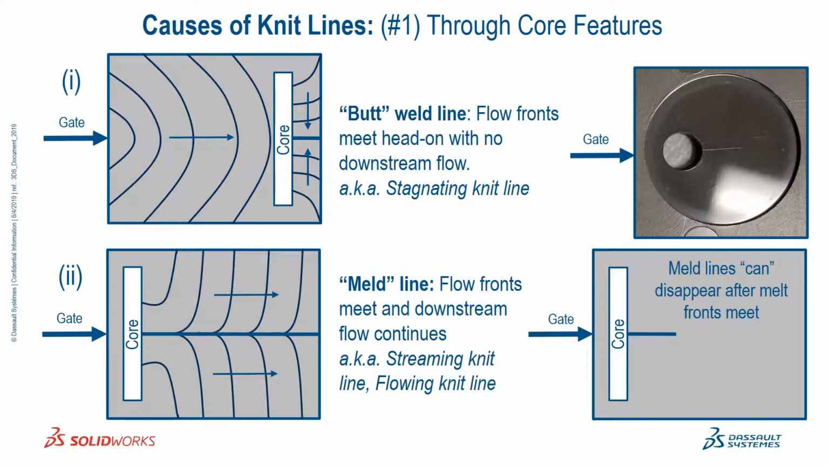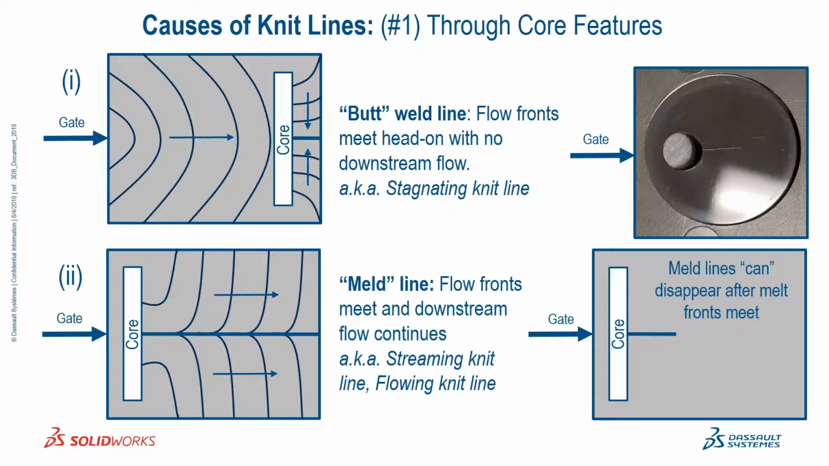Here we'll make a further classification in terms of terminology. In the top left-hand figure, the material flows around a core and then meets on the back side and stops. So there is no downstream flow component, and this kind of weld would typically be called a butt weld. Sometimes people use the term cold weld, but effectively the characteristic is that there is no downstream flow component.